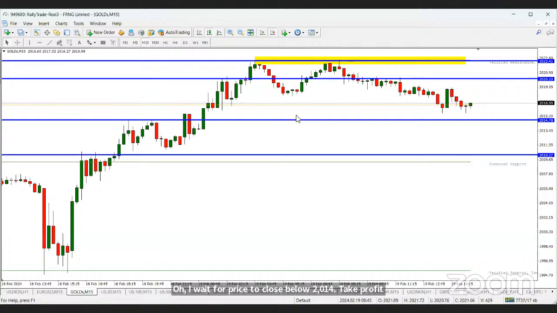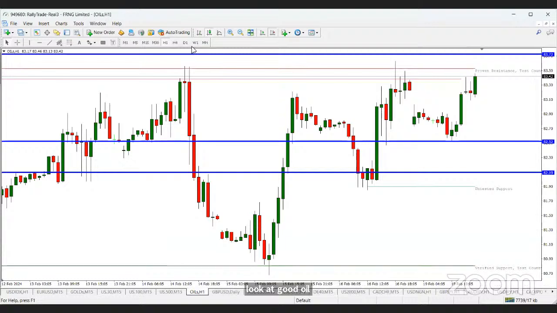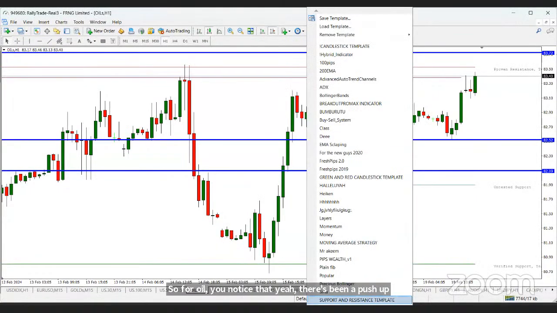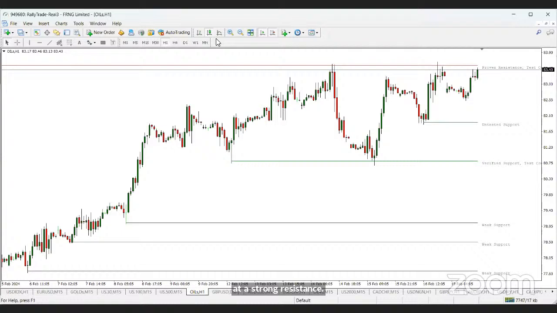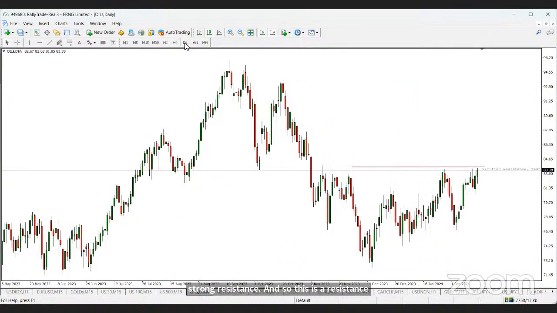Yeah, let's move on. Let's look at oil. So for oil, we notice that here there's been a push up in the market. But right now, we will notice that oil is at a strong resistance. And so this is a resistance whereby I feel like there's likely going to be a retracement.